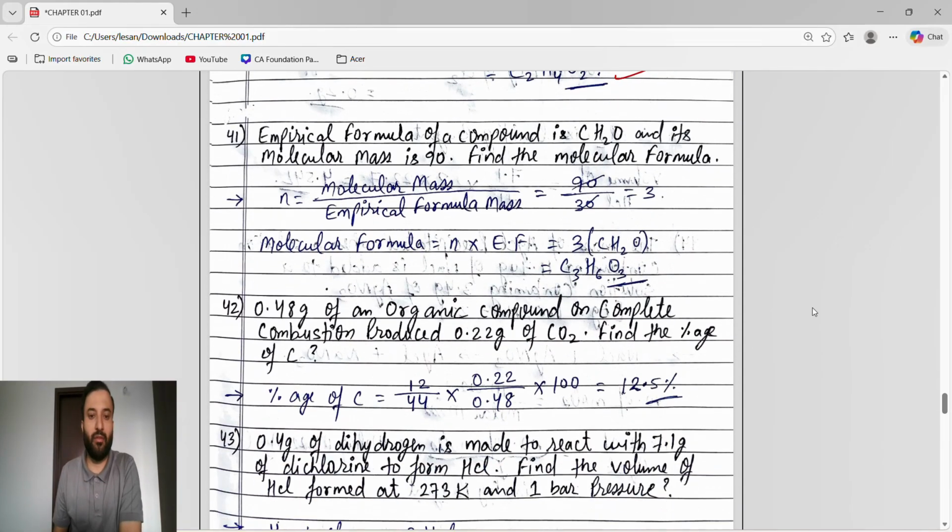Okay. Now next, this is very easy. The empirical formula of a compound is given, and its molecular mass is also given. Find the molecular formula. The molecular formula is n into the empirical formula. The empirical formula given is CH2O. For finding n, it is molecular mass by empirical formula mass. The molecular mass is 90, divided by the empirical formula mass. You can find the empirical formula mass, right? So you will get 30, and 90 by 30 gives 3. So we will do this, you will get this, right? Yes or no? Yes sir, easy peasy sir.